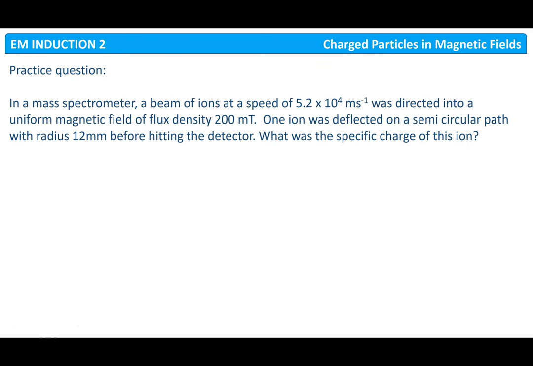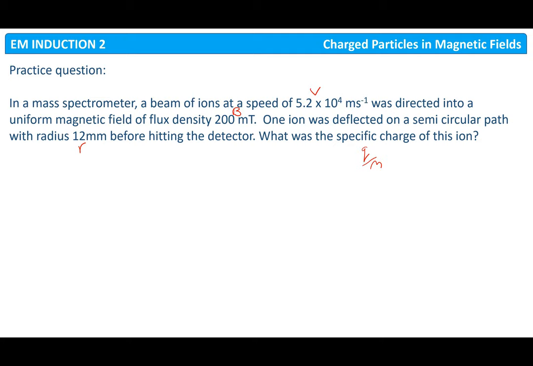So let's look at this in action then. Last bit. I've got a mass spectrometer. I know that the ions that the velocity selector has allowed through have a speed of 5.2 times 10 to the 4 meters per second. I am told what my flux density is, and again, remember that milli is 10 to the minus 3. And I'm told that the ion was deflected on a semicircular path with a radius of 12 millimeters. Again, millimeters, 10 to the minus 3. What is the specific charge, or q over m, of this ion?